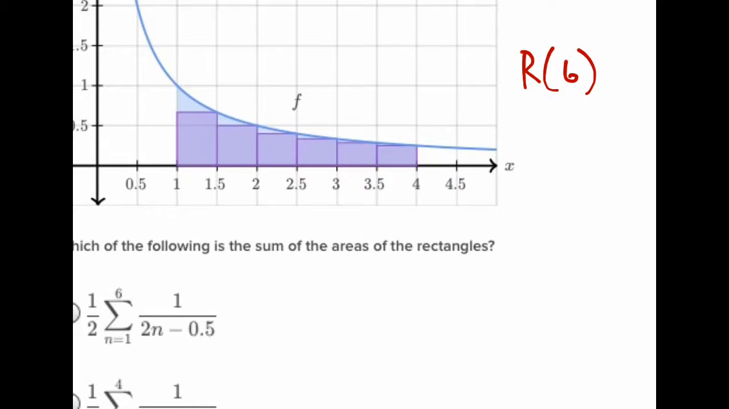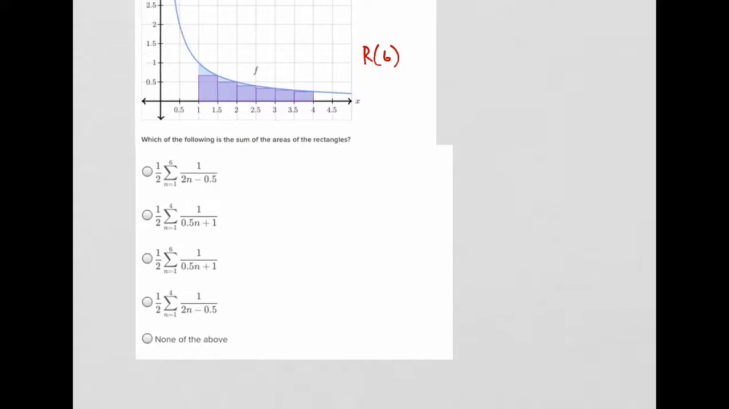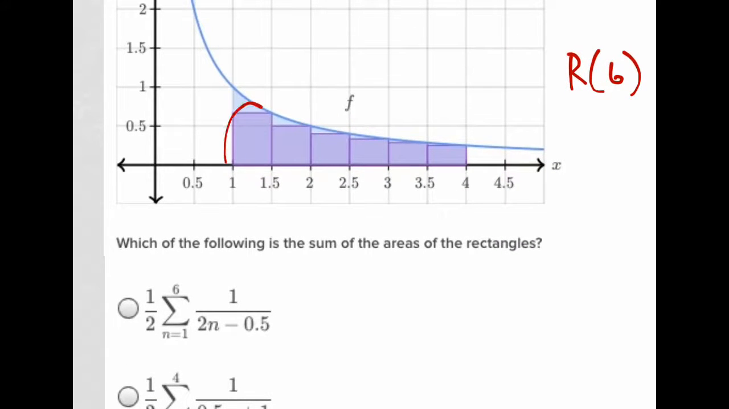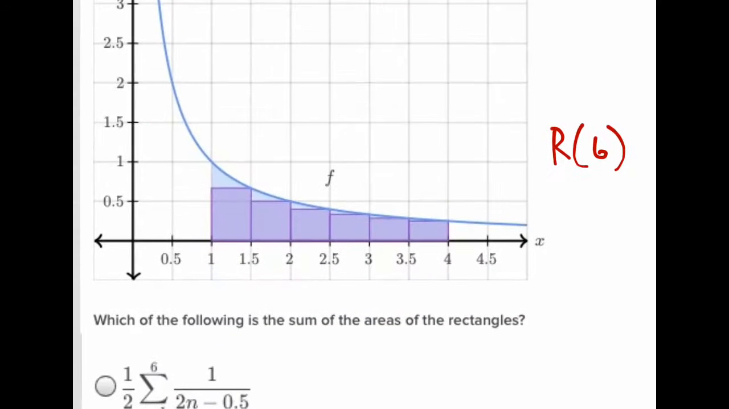But first, I want to know the actual area. I think the easiest way is just to look at the graph and calculate the areas, and then look at each one of these and see which one matches. So I'm going to calculate the areas for each rectangle. That's base times the height. How are you going to know the height? I don't know it from looking at the graph, but I can get it because I'm given the function.